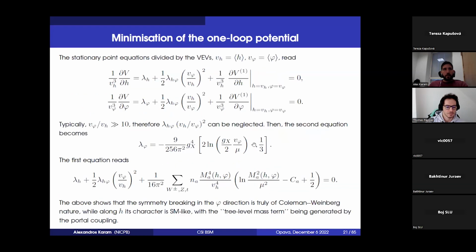Now, if we minimize the one loop potential, we have these expressions. Typically, the VEV of the new field is much larger than the electroweak VEV. Therefore, this term, which is here, can be neglected. Then the second minimization condition takes this simple form, while the first one, if it's expanded, takes this form.